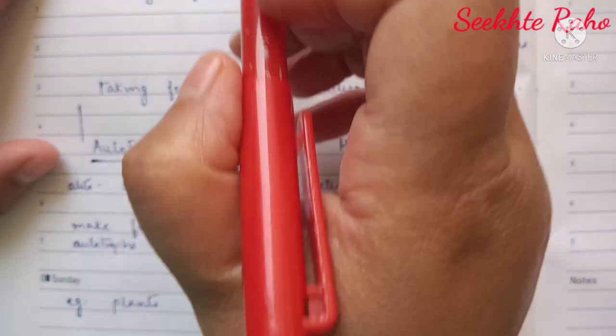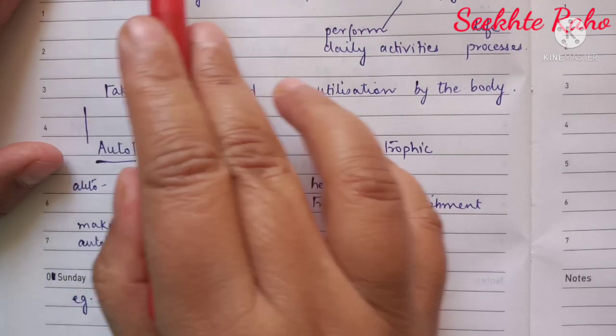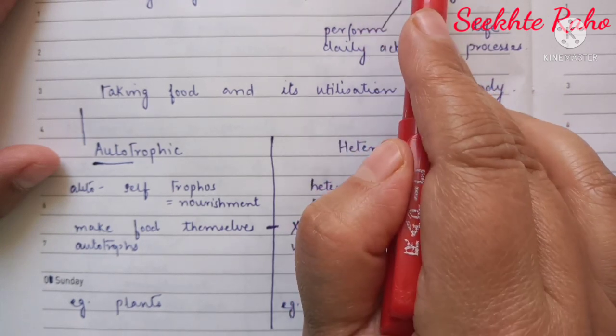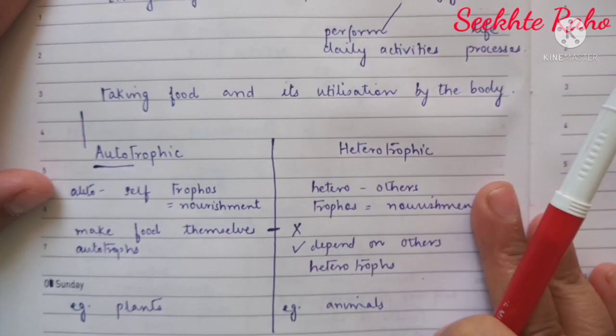So in this portion we have covered up till now that nutrients are components of food like carbohydrates, fats, proteins, vitamins and minerals, right?